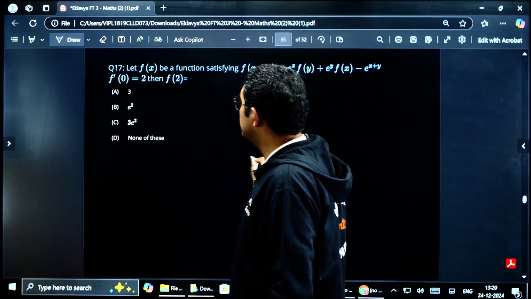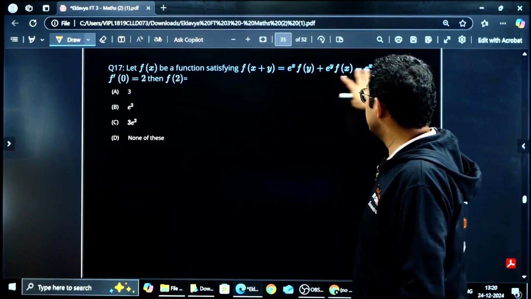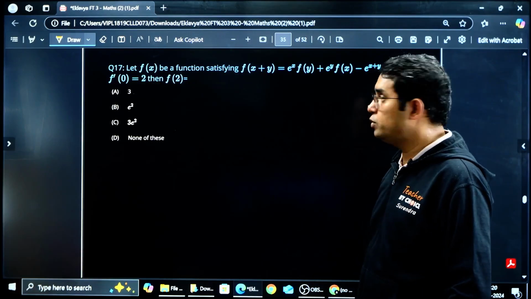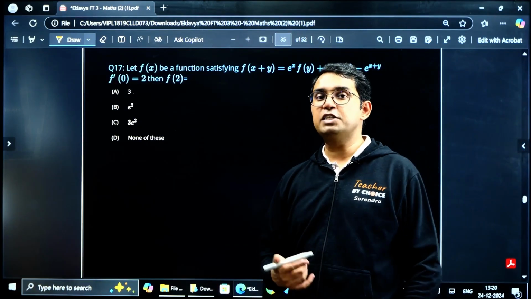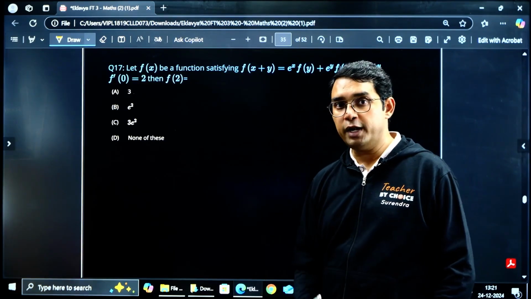This is question number 17 here. Here we are given f of x be a function satisfying this thing. f dash 0 is 2 and we have to find f of 2. To do such questions, because we are not given whether the function is differentiable or not, we cannot do direct differentiation. In fact, we should avoid it.